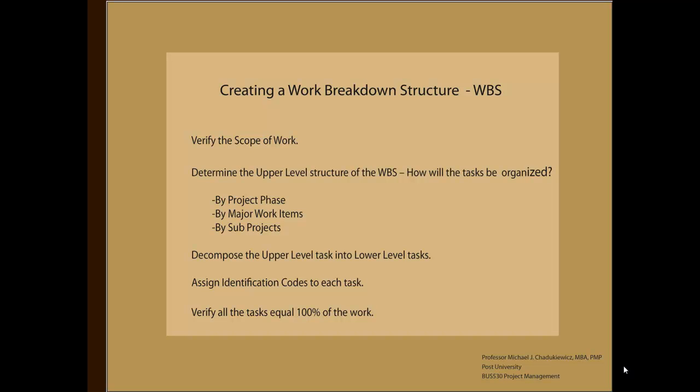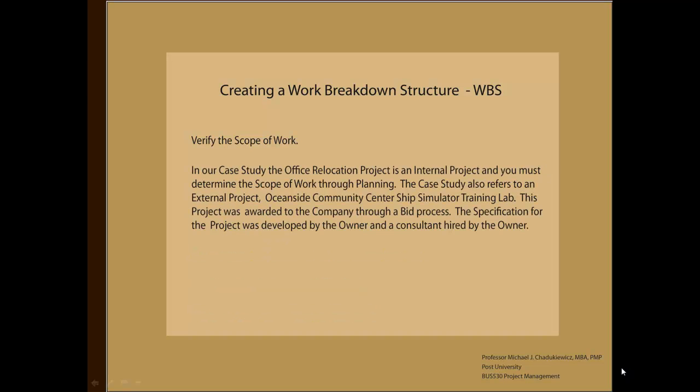The PMBOK gives three suggestions: by project phase, by major work items, by sub-projects. The third step is to decompose the upper level tasks into lower level tasks. And once we go through the exercise, we'll be able to define these steps a little bit better. The fourth step, assign identification codes to each task. And the last step, verify all the tasks equal 100% of the work. So we start by verifying the work, and we end by verifying the work. So let's talk about each step.